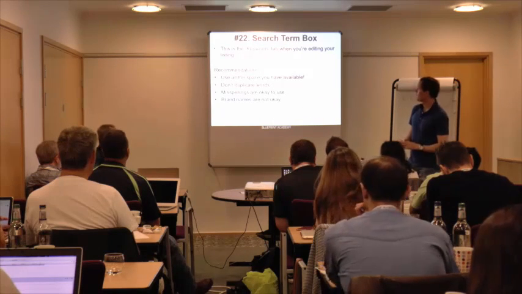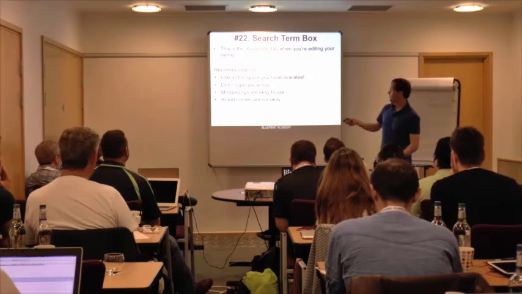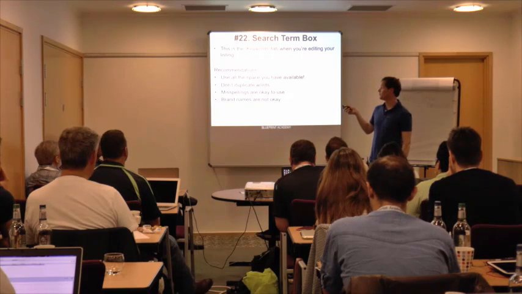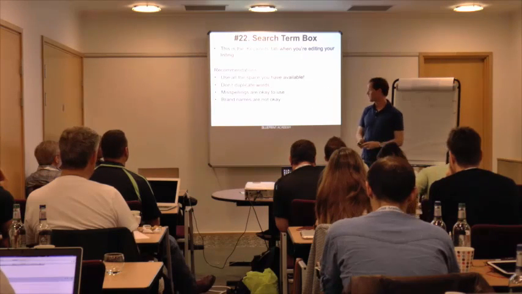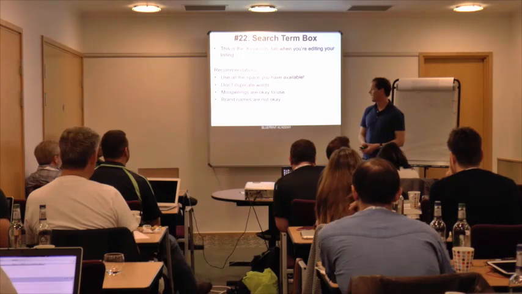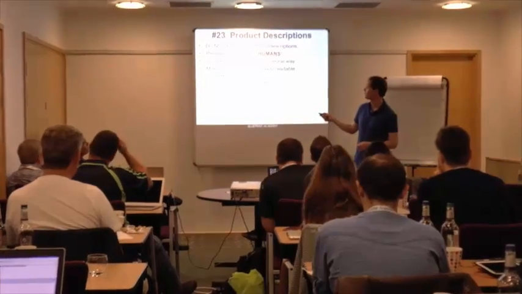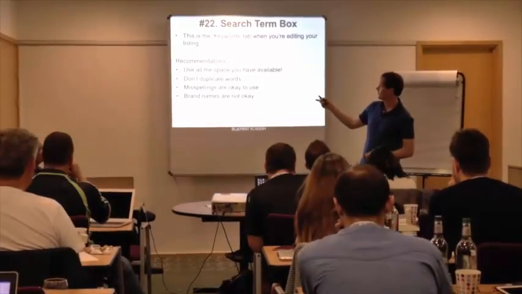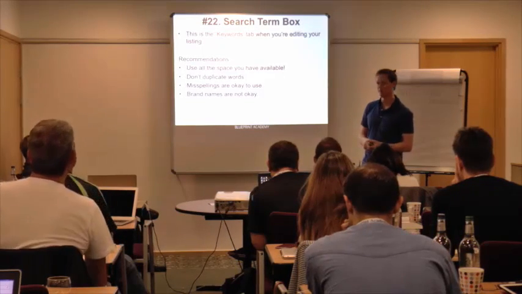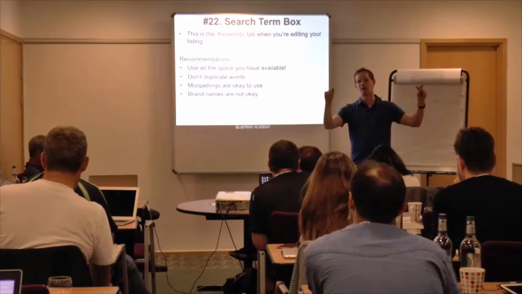So. Search term box. Again, this is inside Seller Central. This is the keywords you use. Big recommendation here. A lot of you are probably doing it wrong. Use all the space you have available. Don't duplicate keywords. Misspellings are okay to use, but they shouldn't be a big thing. Brand names are not okay. You can probably sneak one in there if you want to. I've got an example of this somewhere else next, so I'll show you that. But it's the 5 search boxes that are inside Seller Central. You should fill them up.